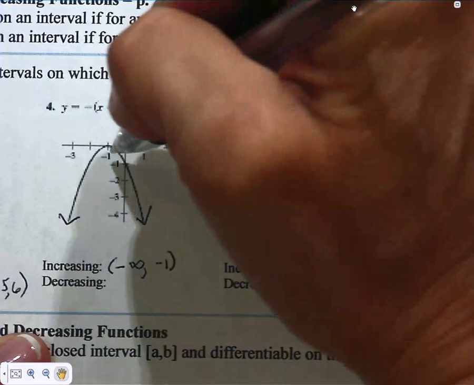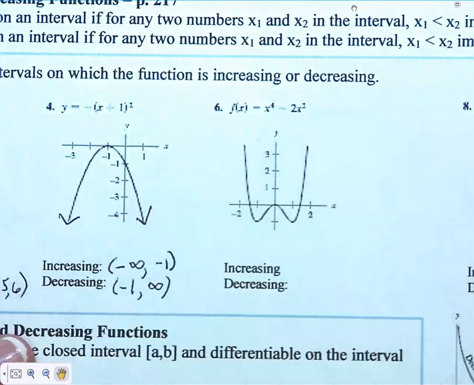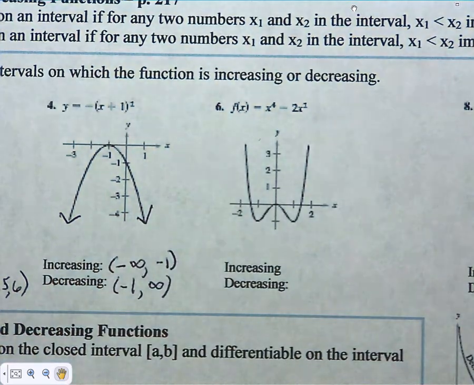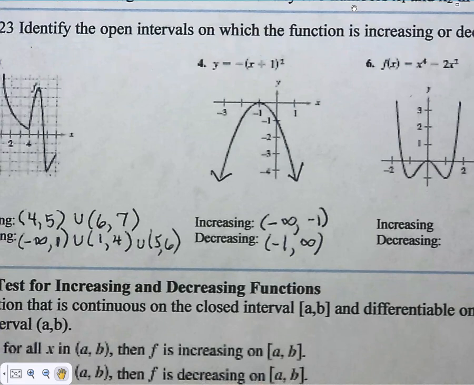And then it's decreasing from negative 1 forever to the right, so negative 1 to infinity. One other thing, there's a little bit of disagreement in some textbooks whether or not to put brackets on the end of those intervals. I have seen books put brackets on negative infinity to negative 1, with a bracket not on the negative infinity, but on the negative 1. In my opinion, and I think most books say, at negative 1 the function's not increasing or decreasing, it's just there. So they use a parenthesis on those intervals.